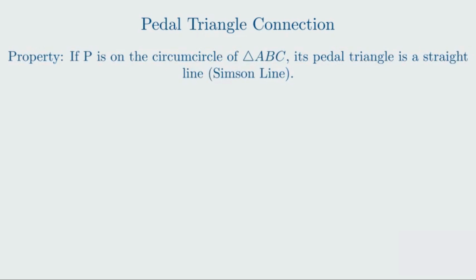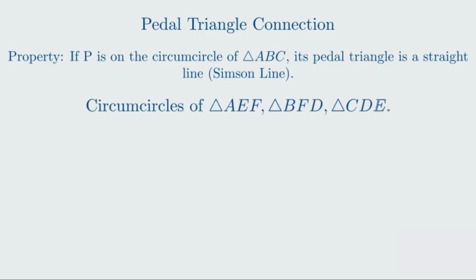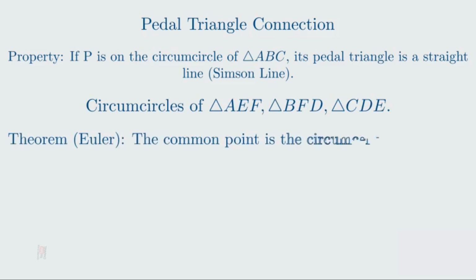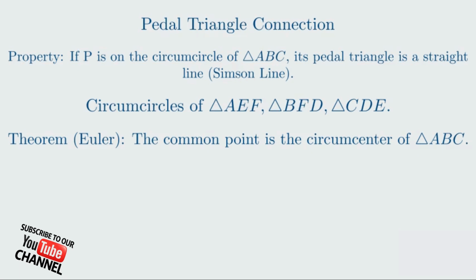Now let's connect this to our problem. We are looking for a common point P for the three circumcircles. Consider our three circumcircles. A remarkable theorem by Euler proves that our circumcircles are actually the pedal circles of a specific point relative to the medial triangle. So this means that we are looking for a point that lies on the circumcircle of all three of our triangles. This special point is the circumcenter of the main triangle ABC. So the point P we are looking for is the circumcenter of the main triangle ABC.